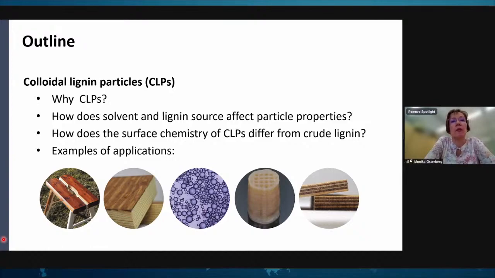And then I will give you some examples of the applications, for example, for coatings and adhesives and hydrogels. I will not talk about emulsions today.